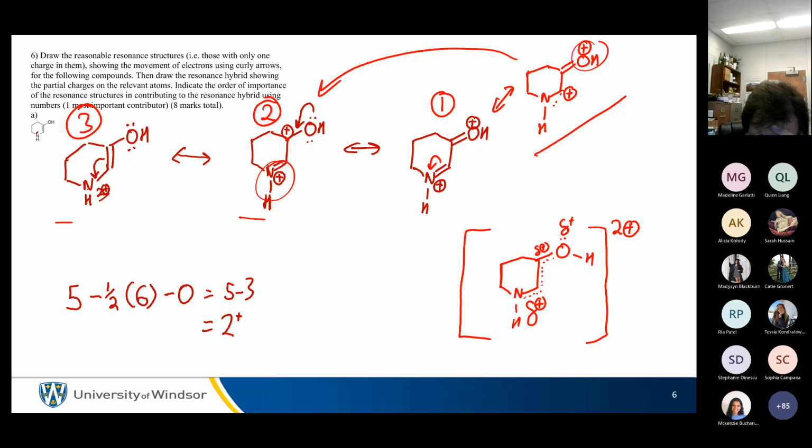So I'd accept partial positive charge on that carbon as well. Everybody's got a positive charge, because that's what happens when you're 2+. There's lots of positive charges to go around.